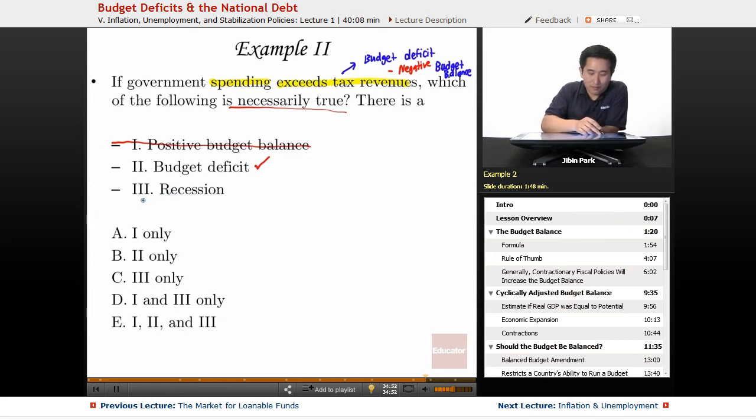Is it a recession? Okay. Now, in times of a recession, does the government spending sometimes exceed tax revenue? Yes, sometimes, but it's not necessarily true. So we can't mark this as being absolutely correct. So only 2 is correct. So this is incorrect. 1 and 3 is incorrect. So even if this were true, the fact that 2 and 3 is not an option would make it an irrelevant answer choice here, and E is incorrect. So the correct answer would be 2 only, which is a budget deficit.